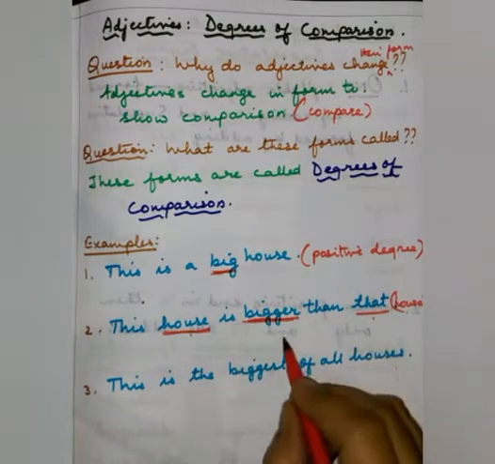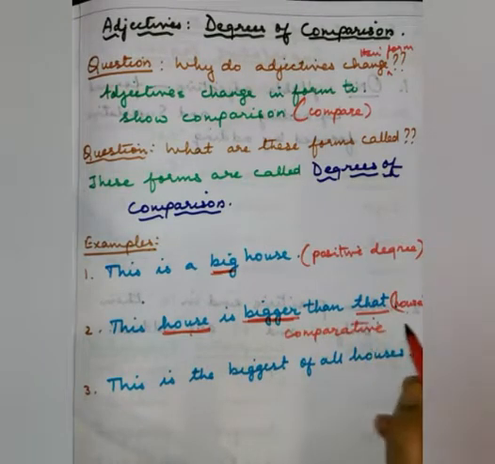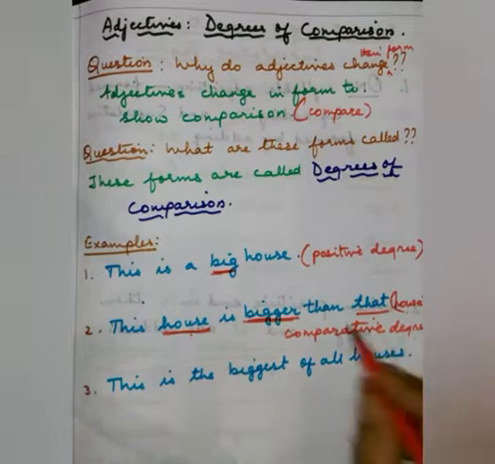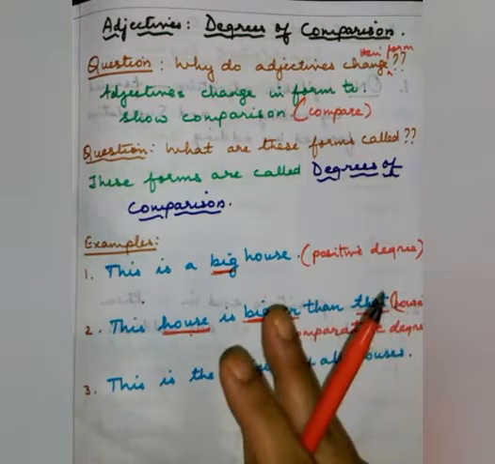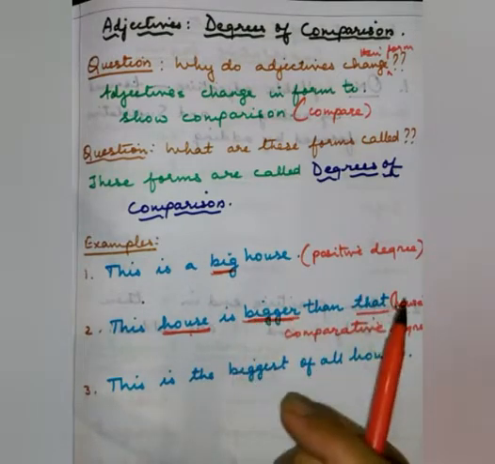We're comparing two houses. This is called what? This is called comparative degree when we compare two things. It can be two pens. It can be two houses. It can be two girls. It can be two chairs.